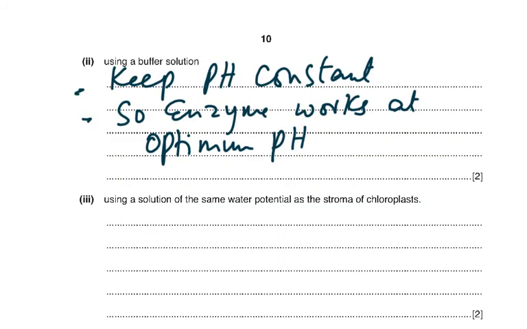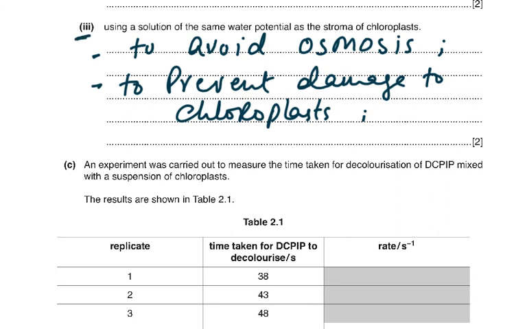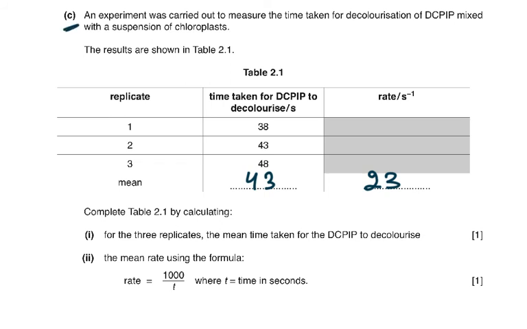Part 2 says, why did you use a buffer solution? To keep the pH constant so the enzymes work at their optimum pH. So the buffer solution was added to keep the pH constant. Part 3, using a solution of the same water potential as the stroma of the chloroplast. That was to avoid osmosis so that water doesn't enter, because now there's nothing really protecting it, so the chloroplast will burst and you cannot have any of the reactions taking place, and to prevent damage to the chloroplasts.